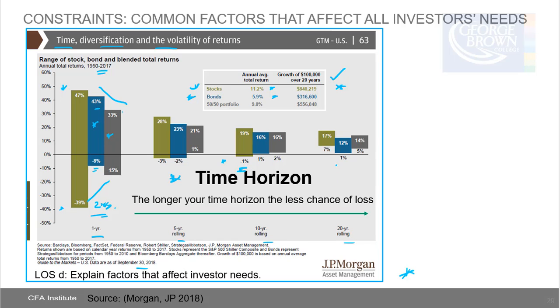And in fact, if you had a 20-year time horizon, you can't guarantee it, but you could say with a very good probability based on the past that you're not going to have a negative return. The lowest 20-year rolling average return was 7%, the high 17%. Okay, so that is why the longer your time horizon, the less chance of a loss, and the longer the time horizon, the more it can increase your ability to take on risk. Okay.